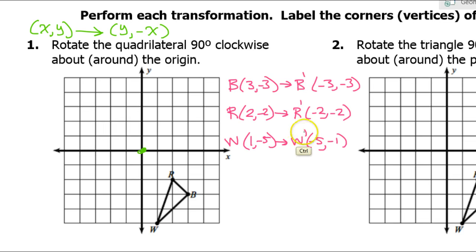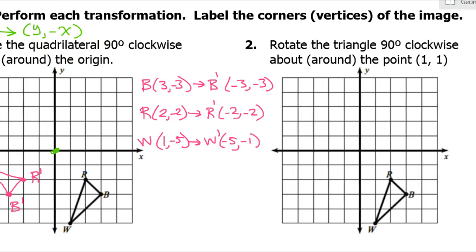So these will be the coordinates of the rotated triangle, so we can just plot them. Negative 3, negative 3 will be right here. Negative 2, negative 2, negative 5, negative 1. All right, so let's label those. That's going to be B prime, R prime, and W prime. And of course, you connect the dots, and that's how you draw the triangle. So as you can see, it's very simple to do a rotation around the origin.